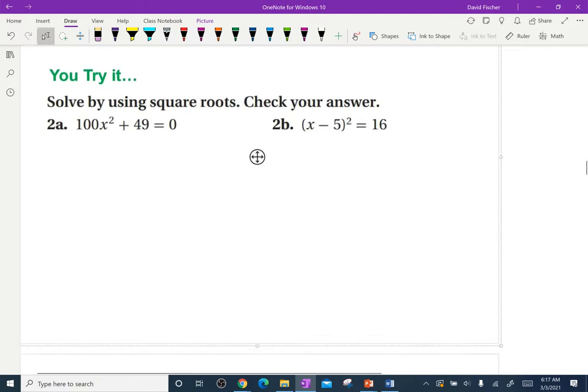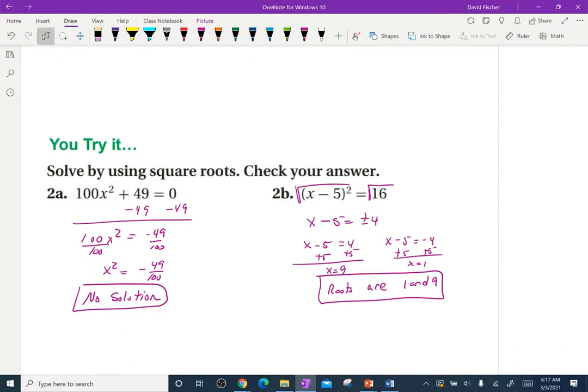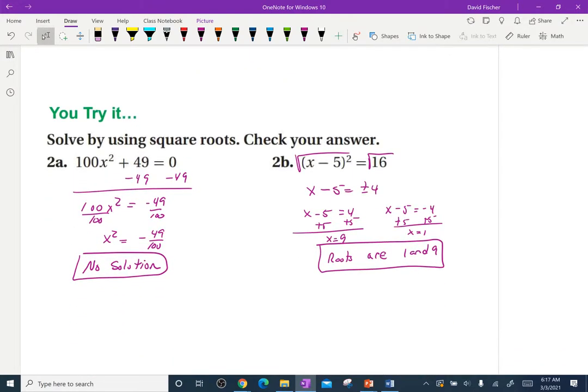Let's see how you did. Did you recognize that first one? We had a negative 49. And so anytime I want to take the square root of a negative, it's a no solution. And on my other one over there, I got a 1 and a 9 when I was all done.